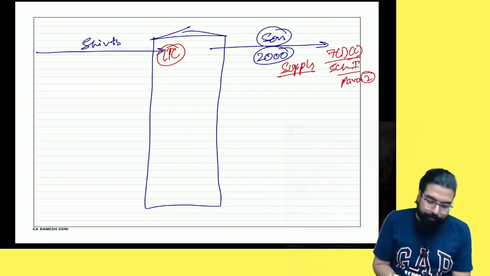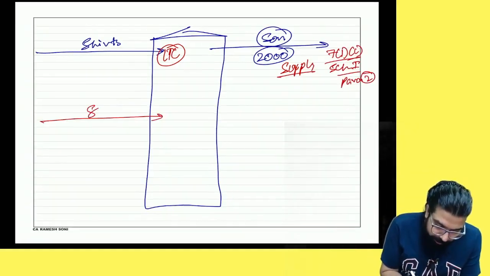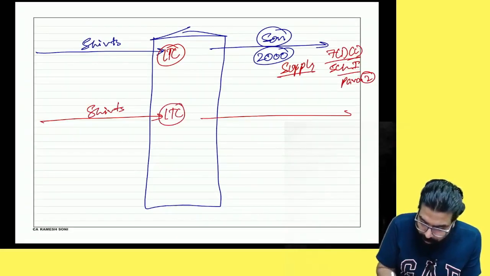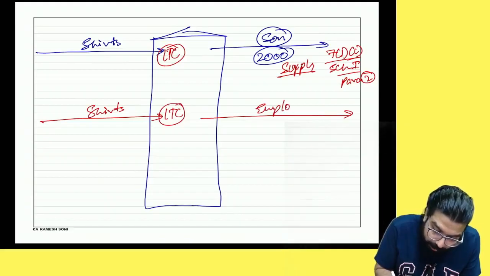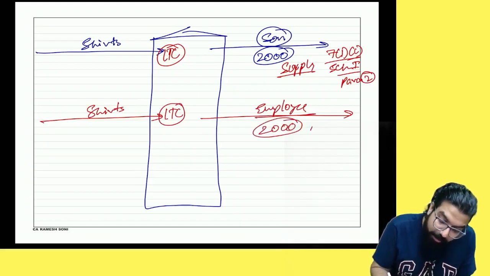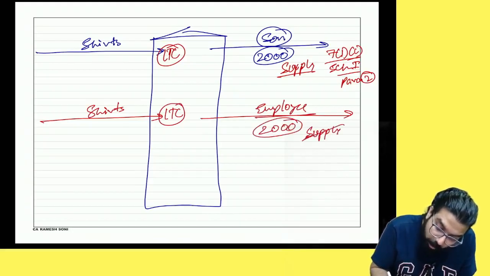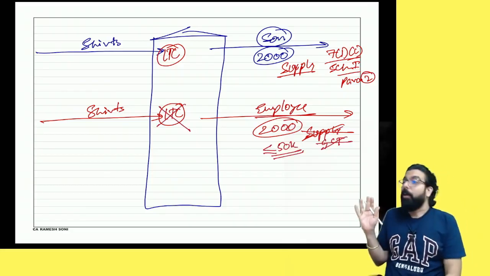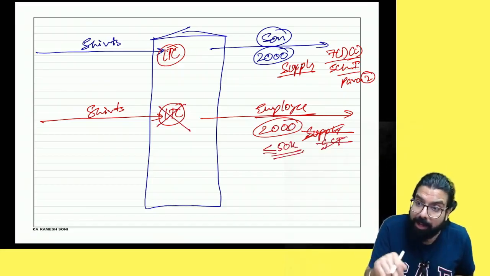Now listen. I bought a shirt for my business. I took ITC. I gave it to my employee. Value is 2000. Why not supply? Because it is less than or equal to 50,000, it is not supply. I don't have to pay any GST, and I will not get any credit. Only for an employee do you see the value.